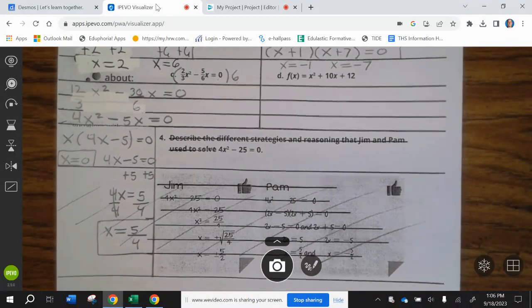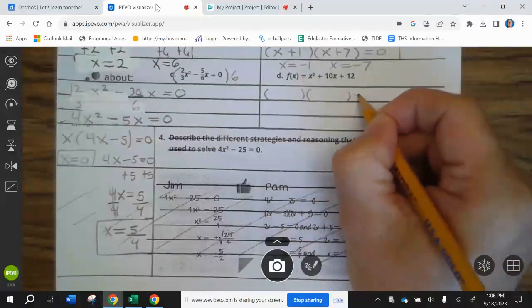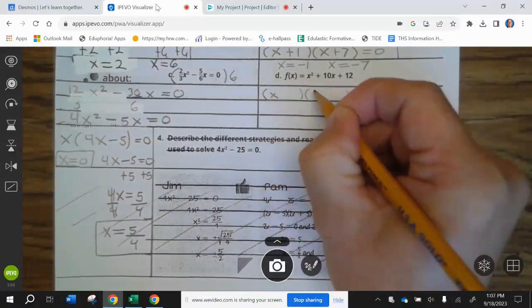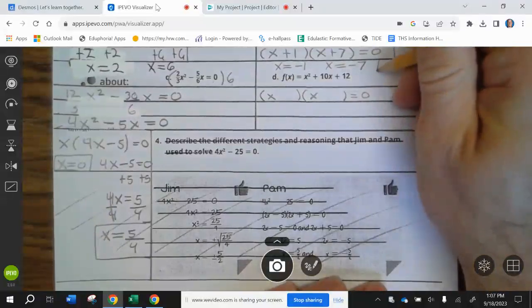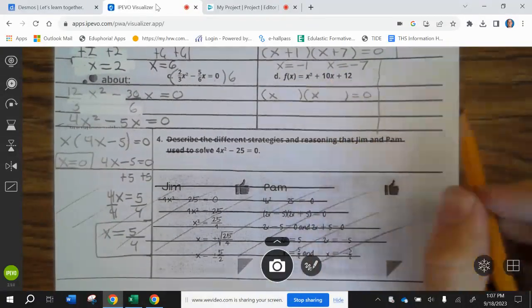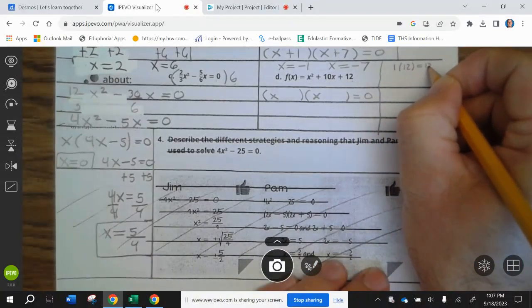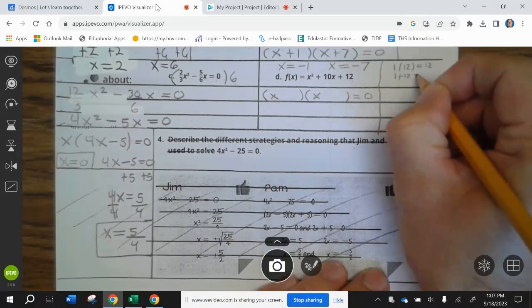Now, let's take a look at D. So 2 parentheses, equal to 0, x and x. Now, we need to figure out what numbers multiplied to give you 12 combined to be 10. Okay, so 1 times 12 is 12. 1 plus 12 is 13.